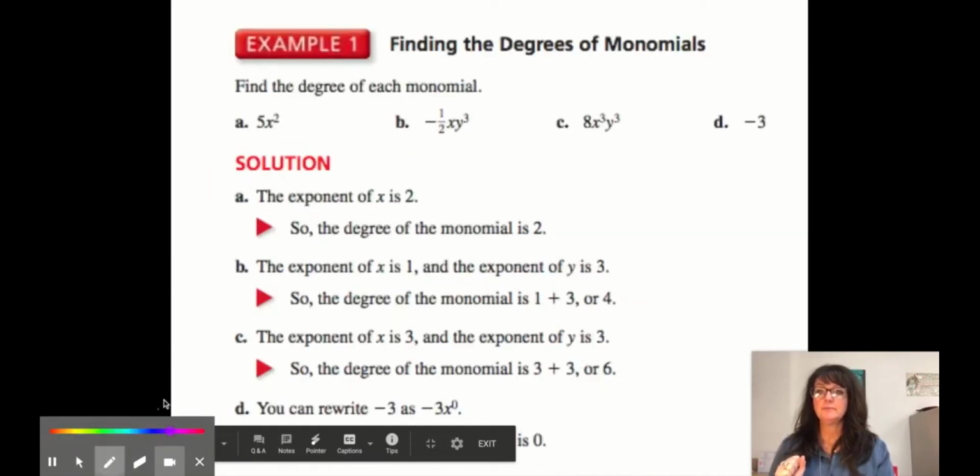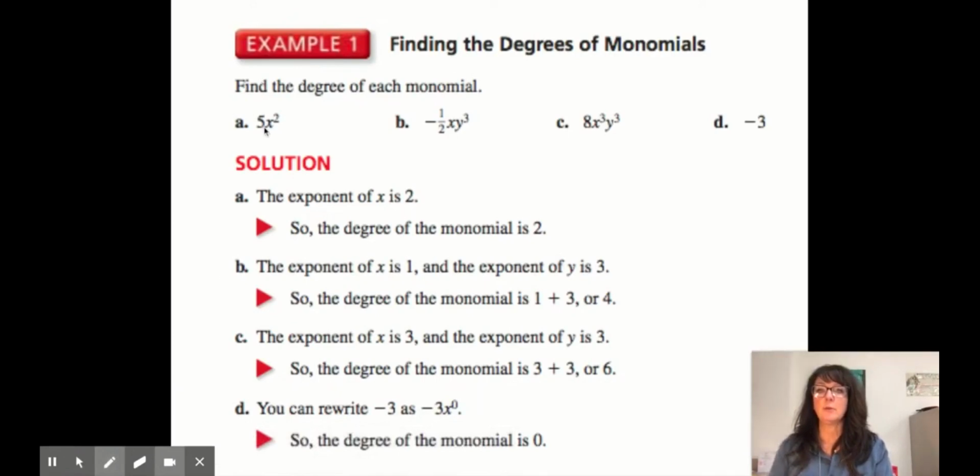So first up is finding the degree of each monomial. So remember, in A, the variable x has an exponent of 2, therefore the degree is equal to 2, okay? For B, the exponent of x is 1 and y is 3, so when you add 1 plus 3 together, you get a degree of 4. For C, you have 3 and 3, so you have a degree for this term or monomial of 6. Notice that I'm using the word term and monomial interchangeably. That's kind of how I want you to see it.